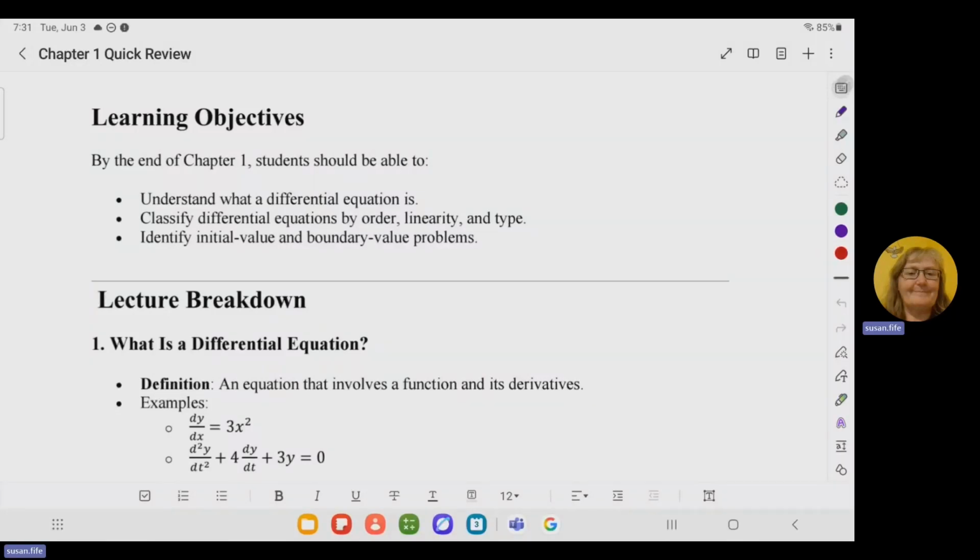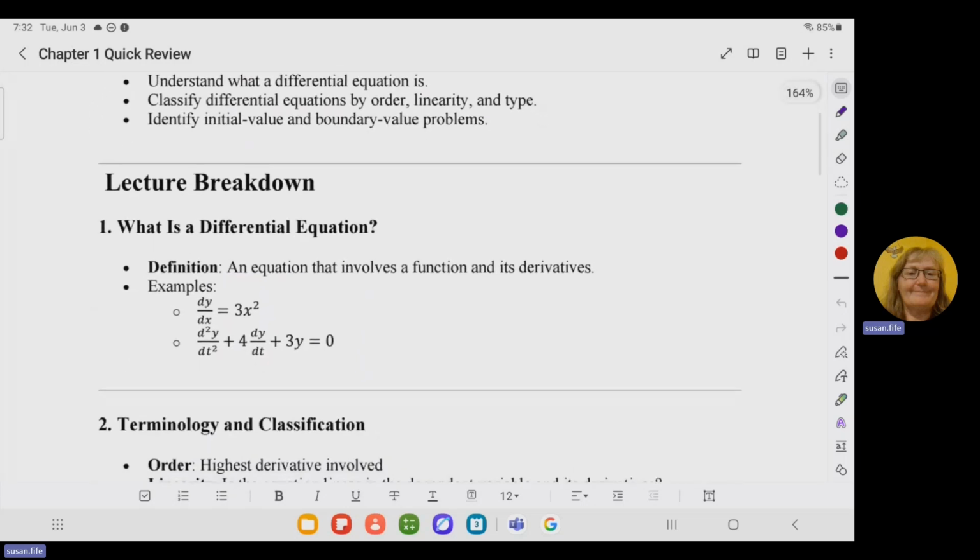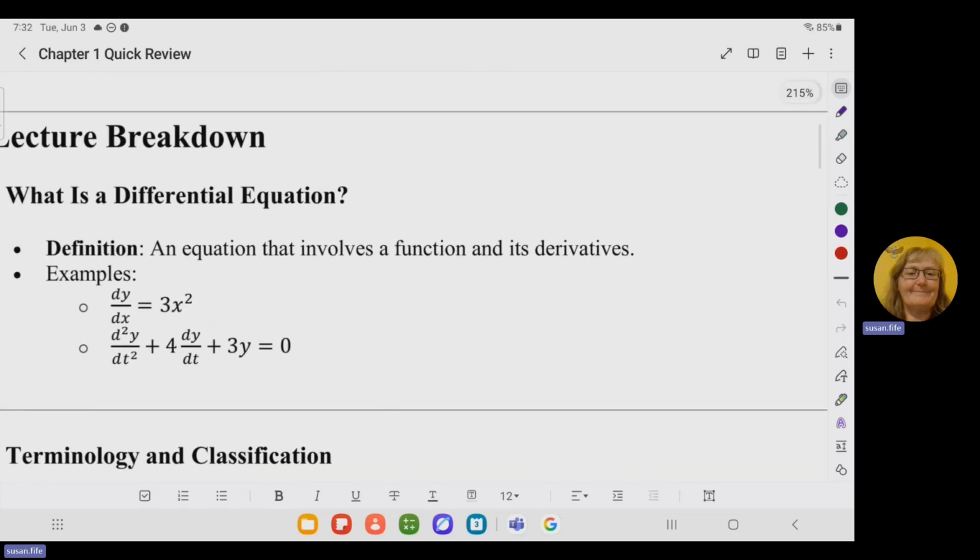This is a quick review of chapter 1 for differential equations. By the end of chapter 1, we should understand what a differential equation is. We should be able to classify differential equations by order, linearity, and type, and then identify initial value and boundary value problems. We're going to start with what is a differential equation.